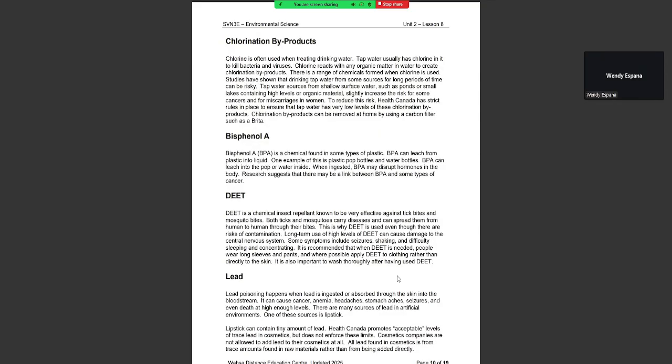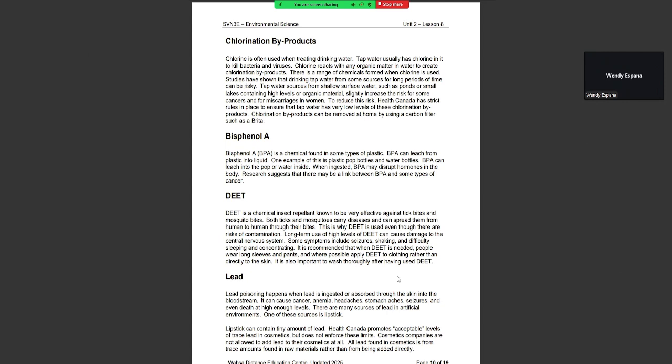There's also something called chlorination byproducts. So, the drinking water in a city or a town often has chlorine in it. It's used to kill pathogens, it's used to kill viruses, bacteria. However, the chlorine reacts with the organic matter in water. Remember, water can have organic matter. And when it does that, it can make some new chemical byproducts of that.